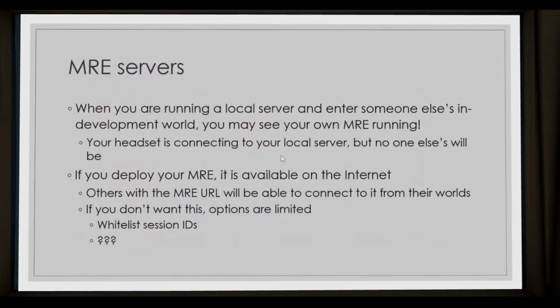This is just kind of a summary of what I said. When you're in the local server, you might see your MRE in someone else's world, depending on what they have installed. If you deploy your MRE, one thing to remember is it's available on the internet. Basically, anybody with that MRE URL can add that SDK app to their world, add your URL to it, and start running your MRE in their world. That's unfortunate. AltSpace provides no built-in security to avoid that.